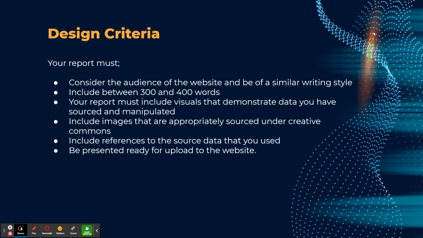The design criteria essentially gives you the details around who you're writing for, the amount you need to write, making sure that the data that you use is appropriate. And we'll spend some time in this unit looking at how do you manipulate data using spreadsheets, where do you source data from, and if you're going to include images, what's Creative Commons and how does that licensing work in this context?